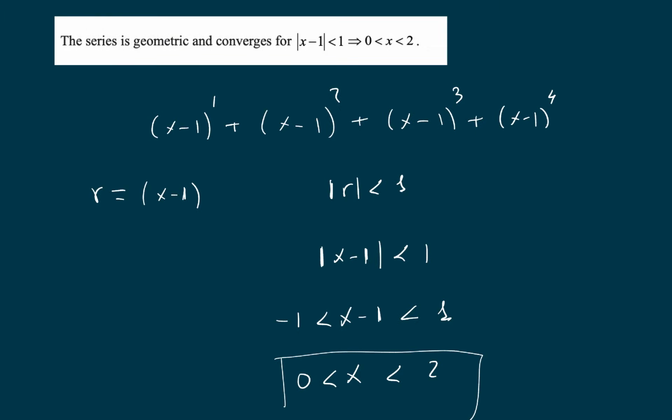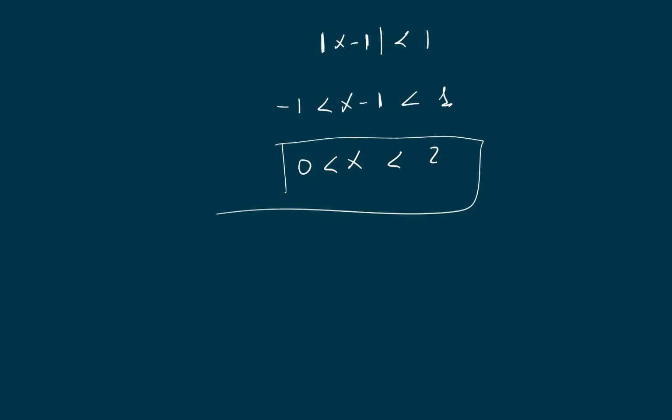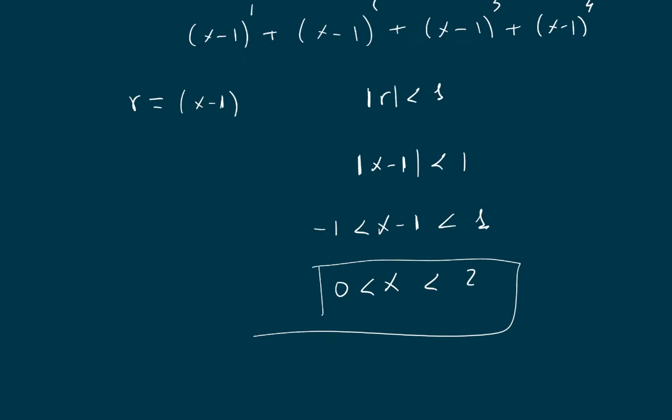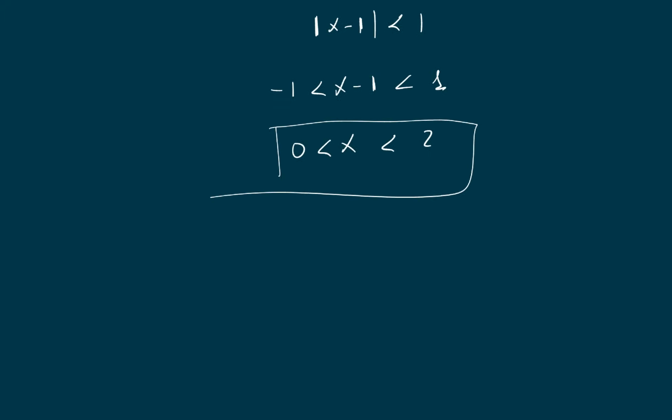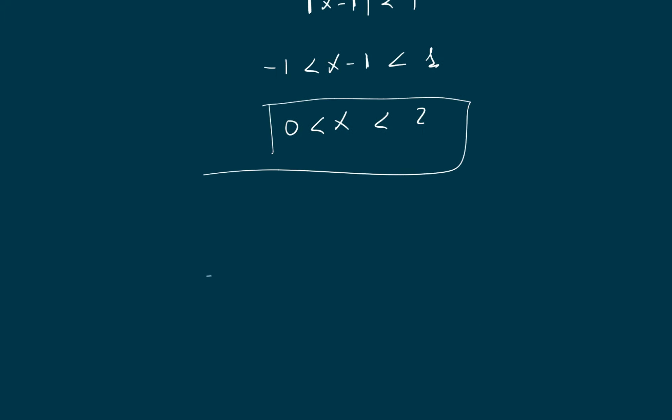The problem is solved, so it means that this geometric series, (x minus 1) to the n, will converge in the open interval (0, 2). It is centered at x equal to 1.